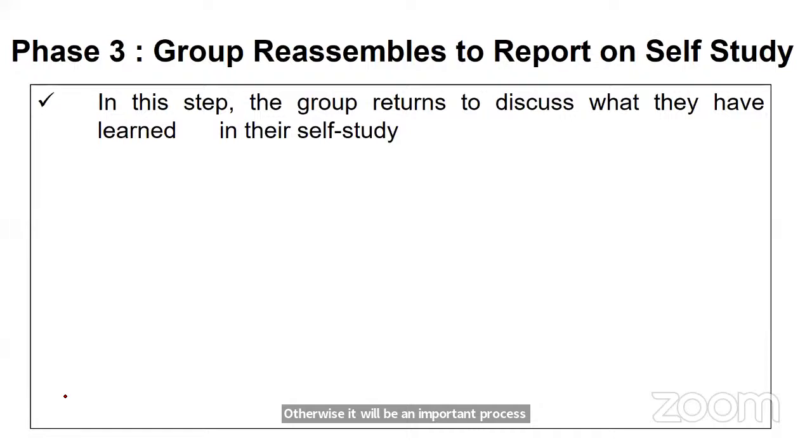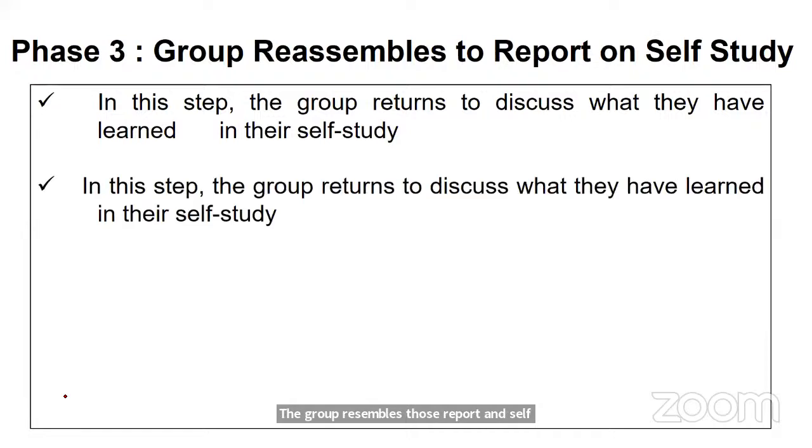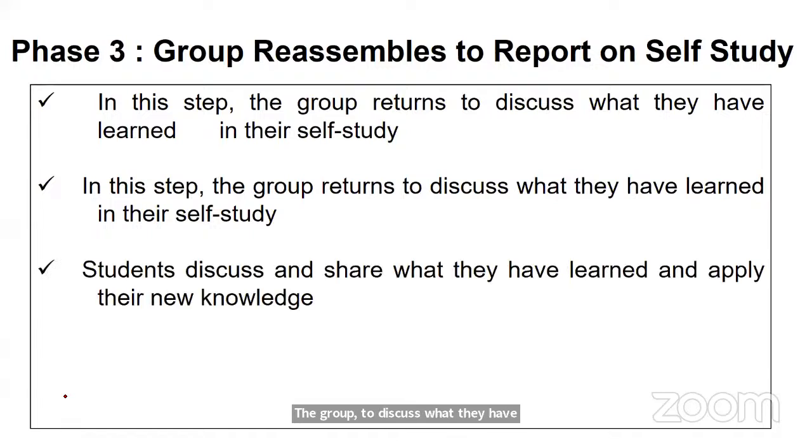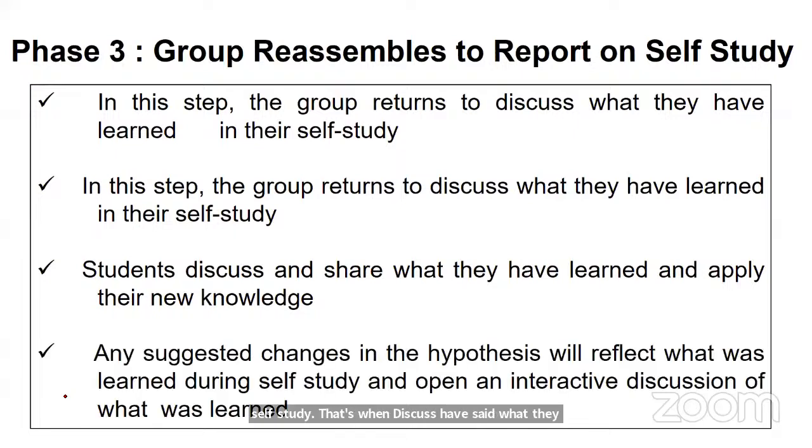Now, in phase 3, the group reassembles to report on self-study. The group returns to discuss what they have learned in their self-study. The students discuss and share what they have learned and apply their new knowledge for solving the problem given by the tutor. Any suggested changes in the hypothesis will reflect what was learned during self-study and open an interactive discussion of what was learned. That's why it's group work.